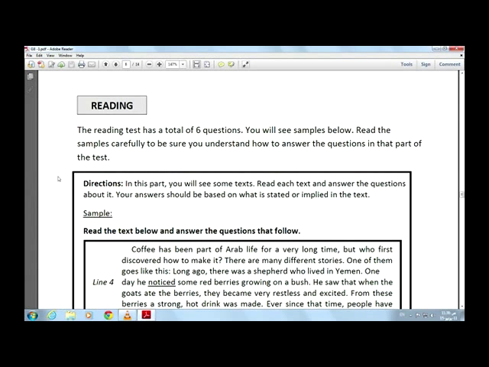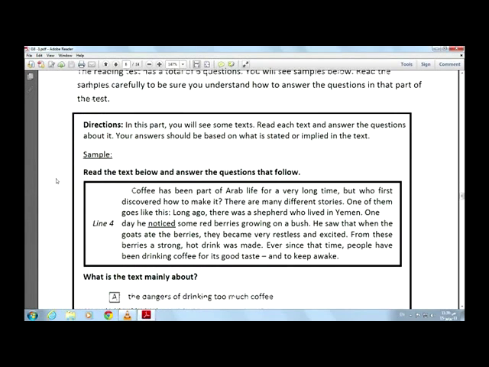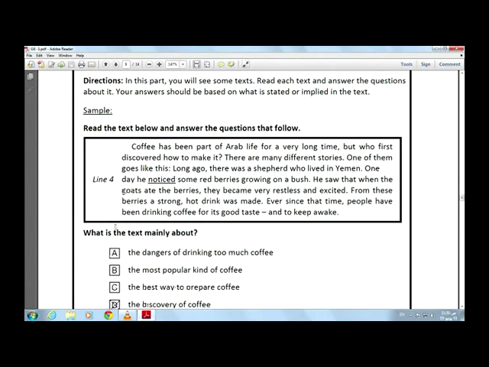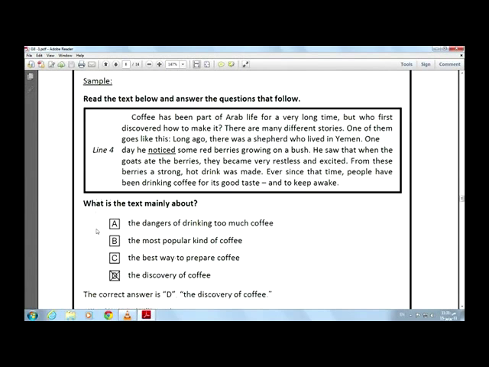Look, this is as we did before. We have the sample questions for writing mechanics. Also, this is a sample. Look here, the direction for the sample: read the text below and answer the questions that follow. They gave us a short paragraph, and after that we have a question.